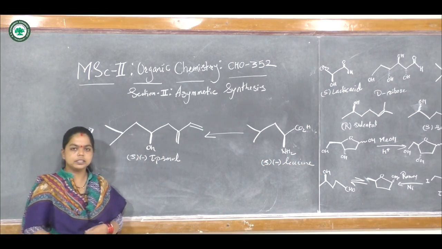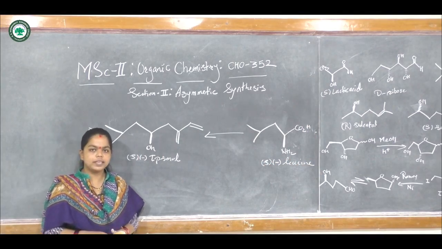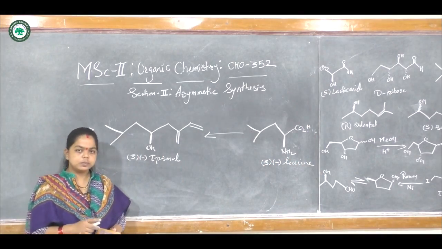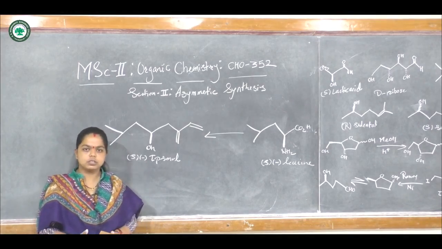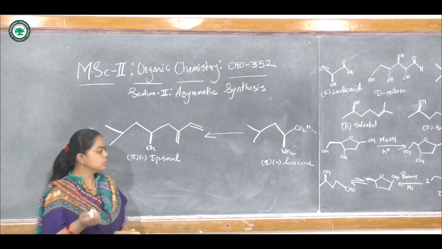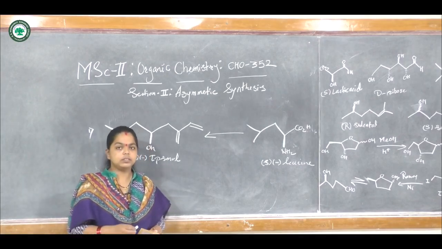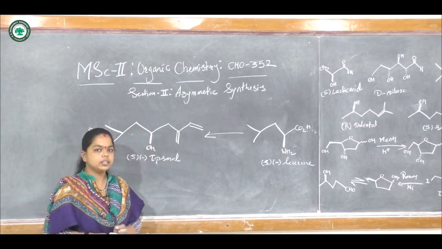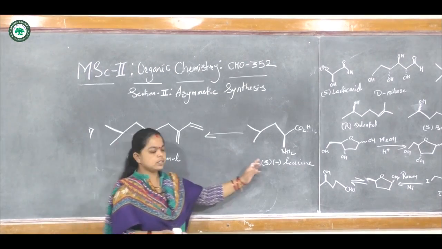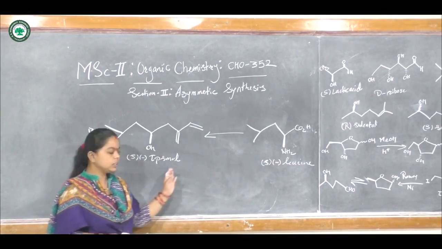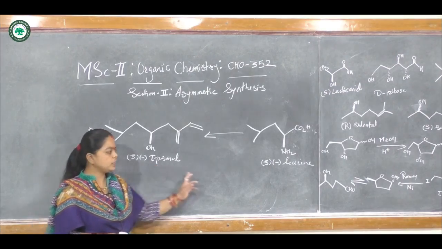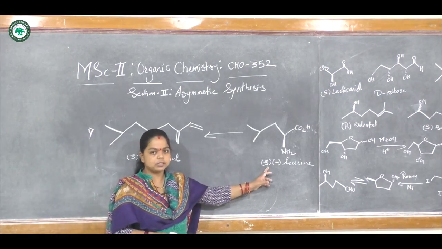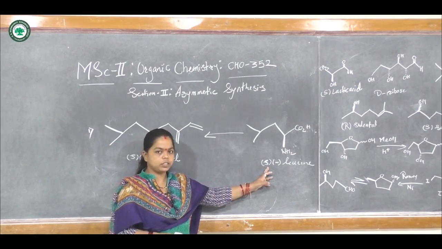First example, it is the synthesis of the ipsenol molecule. The ipsenol molecule is synthesized from the molecule S-leucine. We have designed this synthesis already. It is synthesized from the S-leucine. We know that S-leucine is one of the amino acids, having the S configuration.